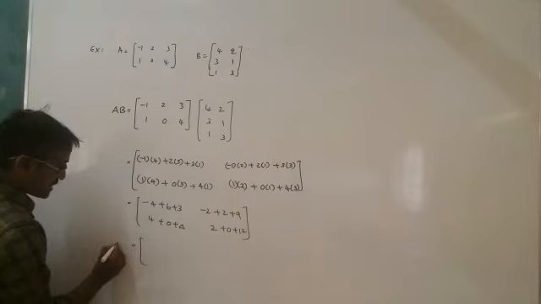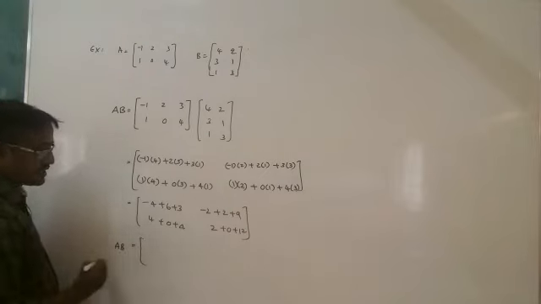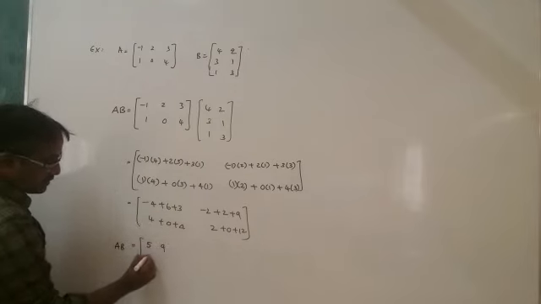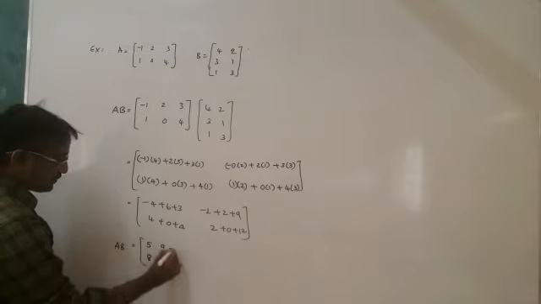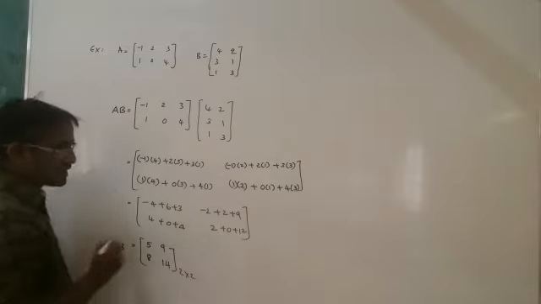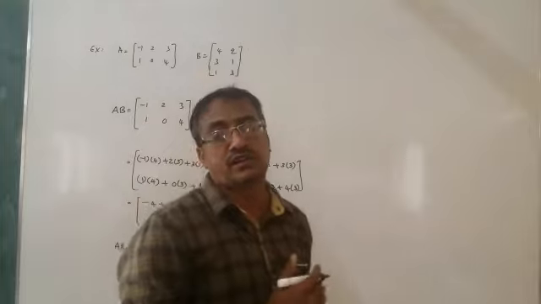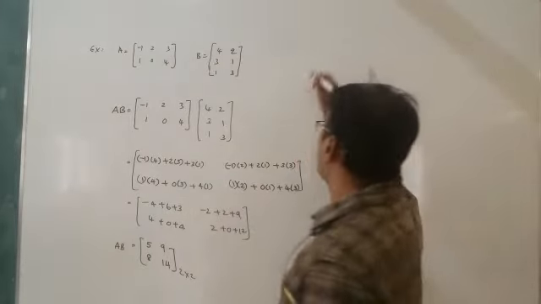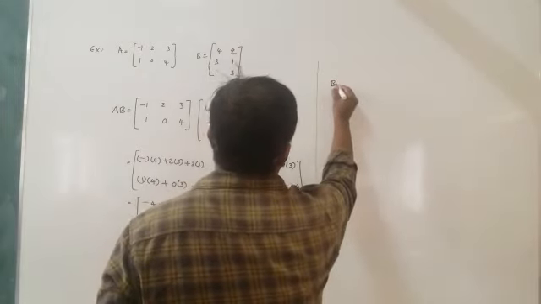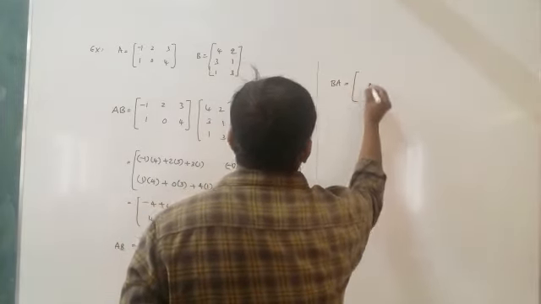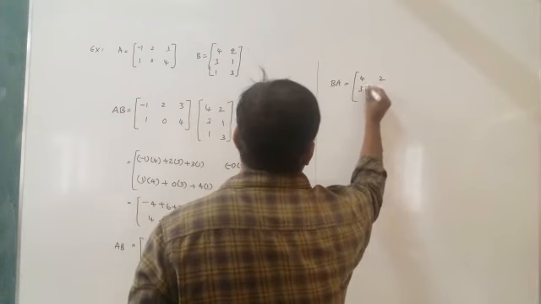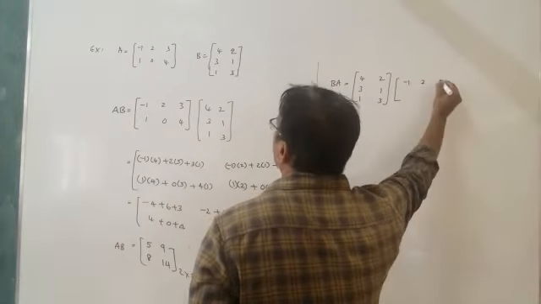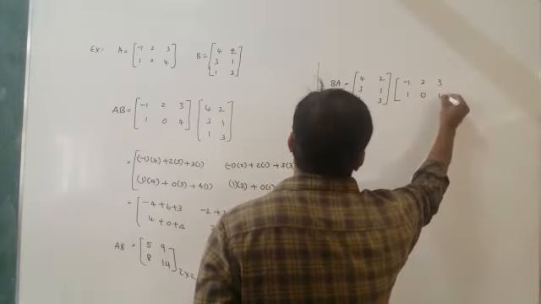So the multiplication of matrices A and B, that is AB, is equal to 5, 9, 8, 14. This is a matrix of order 2 by 2. This is how you need to find the multiplication of matrices. Now this is AB. Let us consider BA. Now BA is matrix 4, 2, 3, 1, 1, 3 into matrix -1, 2, 3, 1, 0, 4.